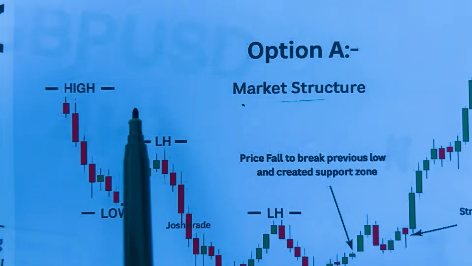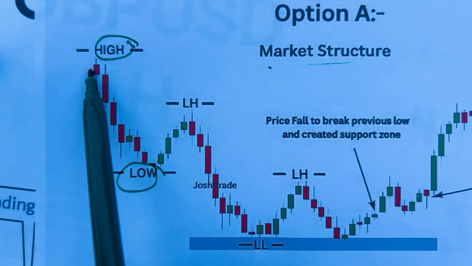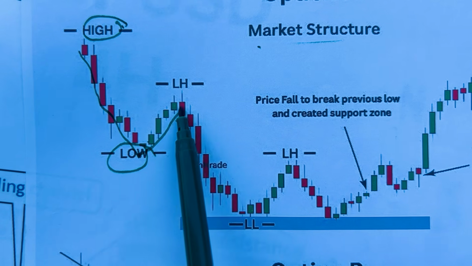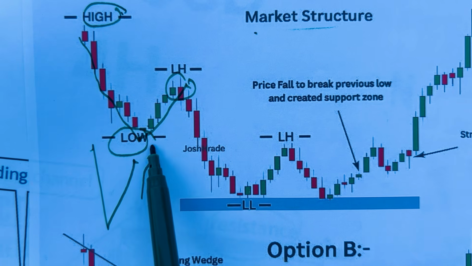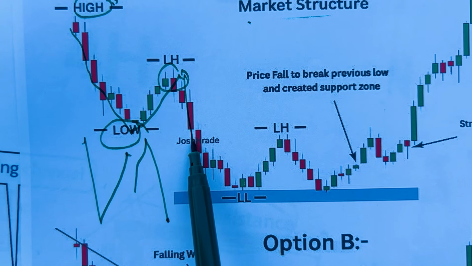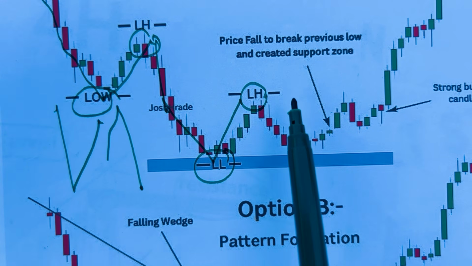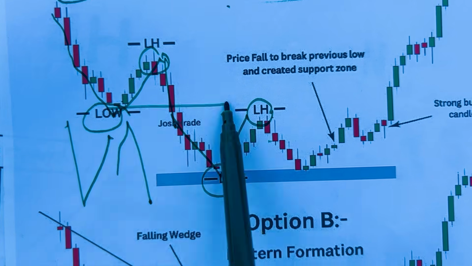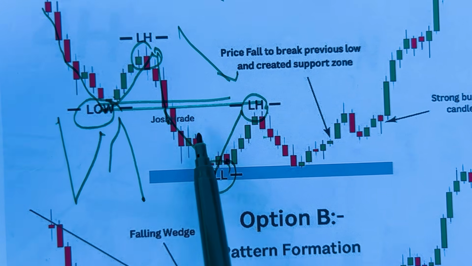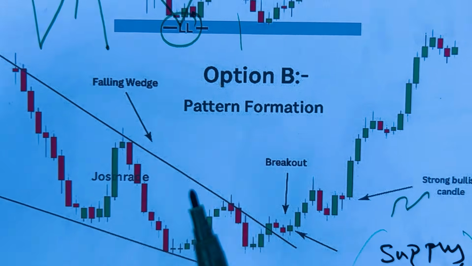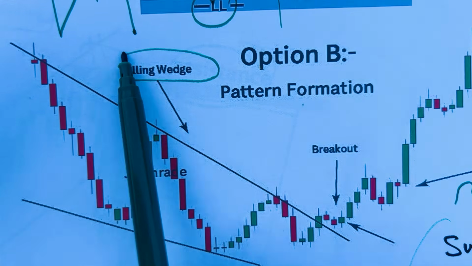You can see this is market structure. We have a higher price here, we have a lower price here. We see the lower price because the chart went all the way down and turned here, creating a V pattern. Then it turned again here, creating another V pattern. Then it went all the way down. Now we have a lower price where it turned again and went up. So this is how we see the market structure. And once we have this, we know that the market is trending down, because this is a step down, right? It's stepping down. So if you look at option B, this is the pattern formation. This is your falling wedge, right?